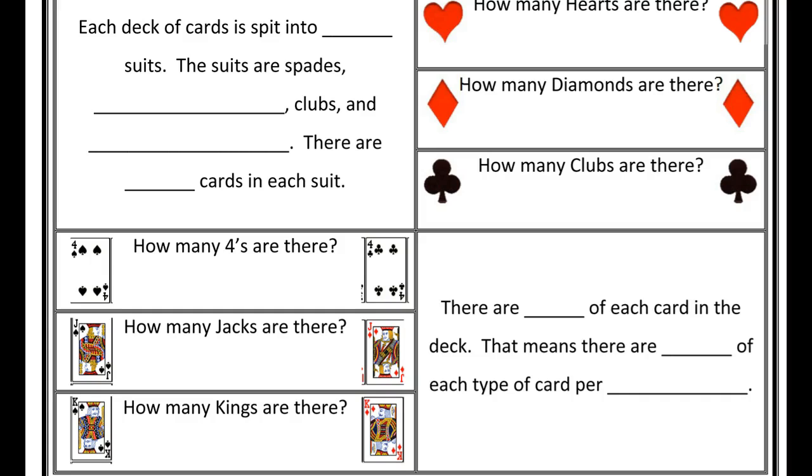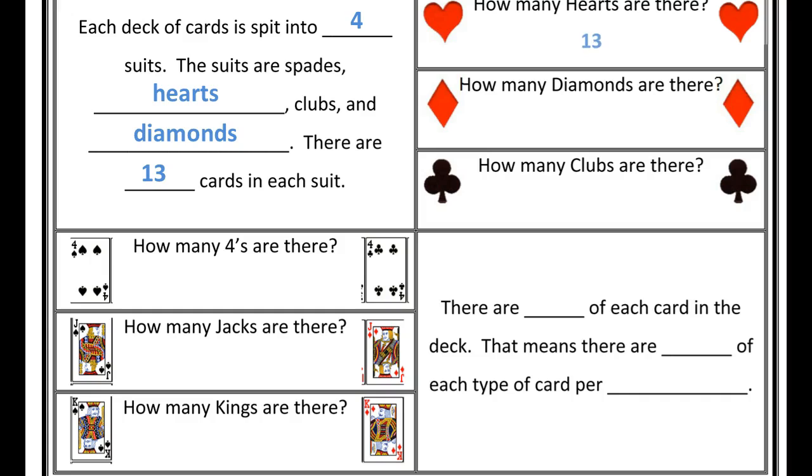Each deck of cards is split into 4 total suits. The suits are spades, hearts, clubs, and diamonds. There's 13 cards in each suit. That means there's a total of 52 cards. 52 cards, 4 suits, 13 cards in each suit. These are important and common numbers when we're looking at the probability of cards.